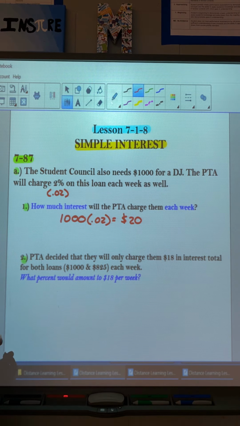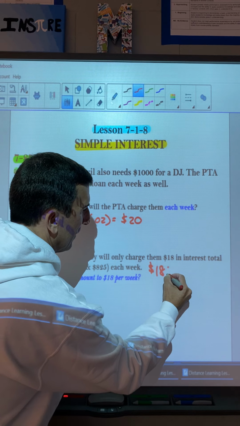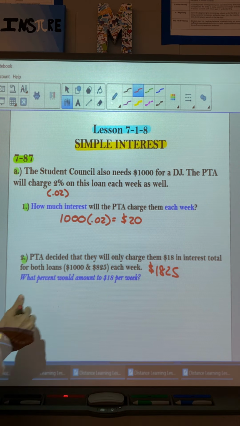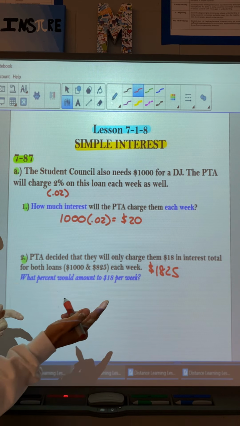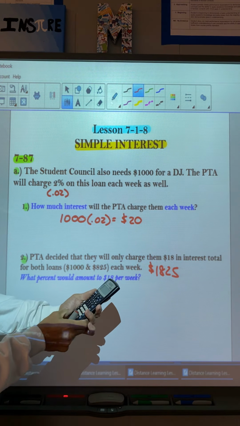So we've got to go, okay, I now have $1,825, the two loans added together. And I've got to figure out what percent that is. So what do you think we should do? I heard somebody say divide. We can try to divide. So we can get on a calculator. I pulled out my handy dandy calculator.